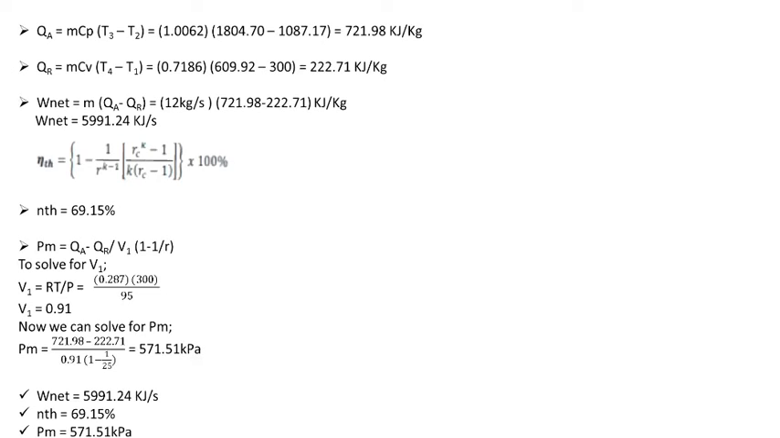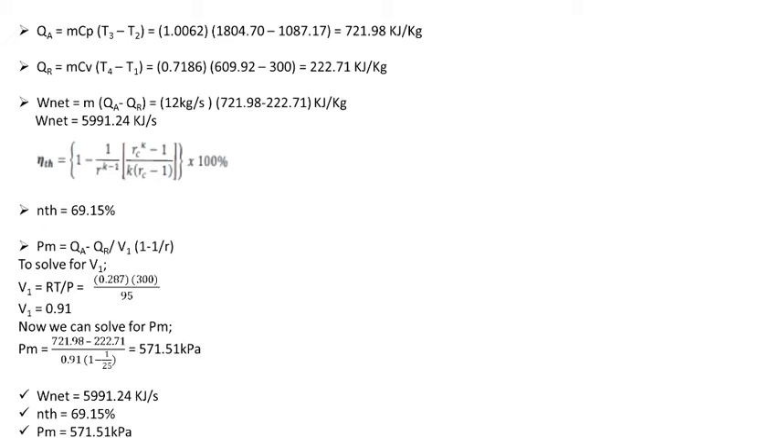nth is equal to [1 minus 1 over r raised to k minus 1 multiplied by (rc raised to k minus 1) over (k multiplied by (rc minus 1))] multiplied by 100%. When we put all that is required in the formula we will get the value of nth equals 69.15%. Lastly, the mean effective pressure.